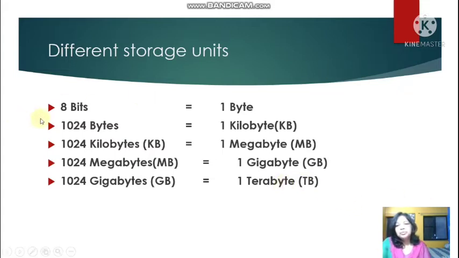Okay, so we have 8 bits equals 1 byte, then 1024 bytes equals 1 KB, then 1024 kilobytes is 1 megabyte, then 1024 megabytes equals 1 gigabyte, and 1024 gigabytes equals 1 terabyte. And the acronyms of all these storage units I have written in brackets, so you need to learn those also.